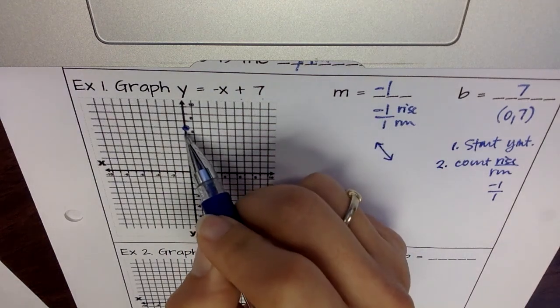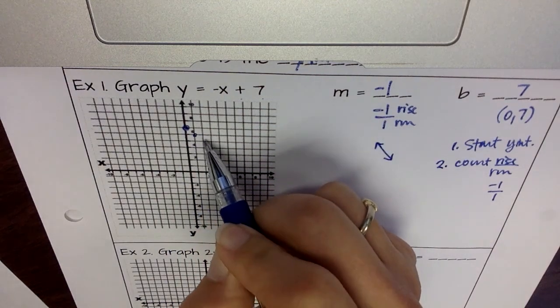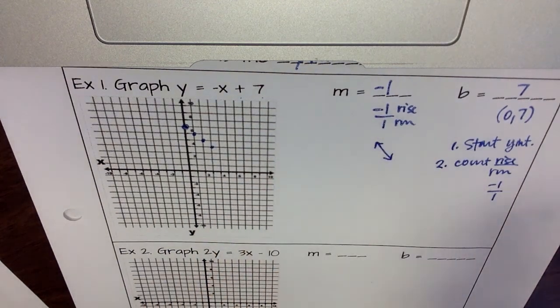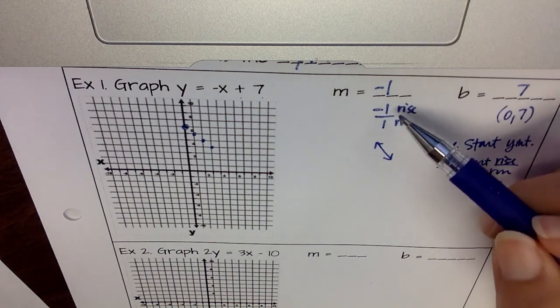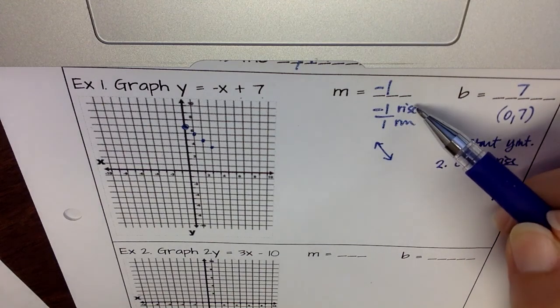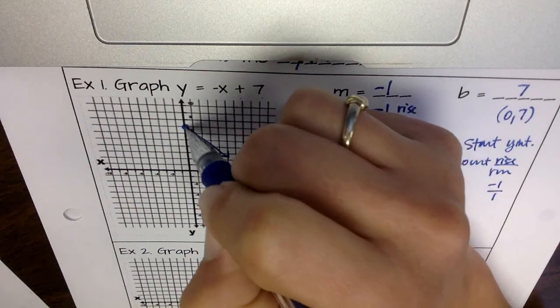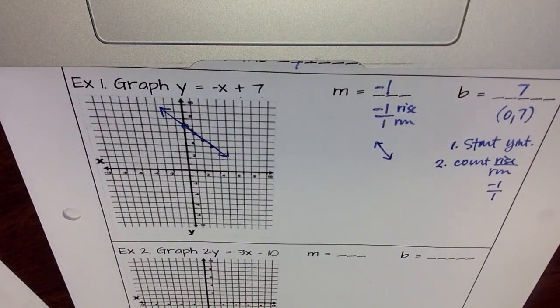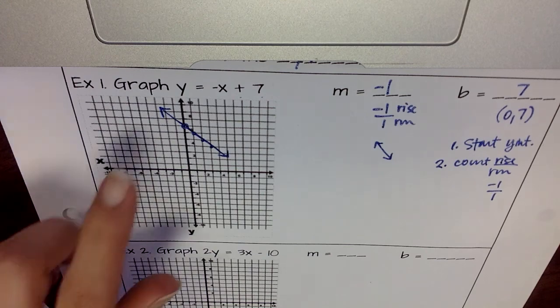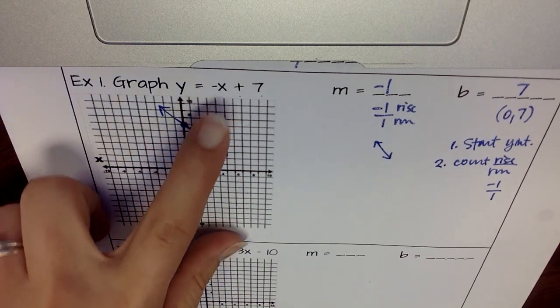We're going to go down 1 and then over 1. Down 1, over 1, down 1, over 1. And you see the pattern is going to continue because the slope is rise 1, run 1. So 1 to 1, 1 to 1. And after you plot a few points, you connect your line, you extend your arrows, and I have graphed this equation, y equals negative x plus 7.